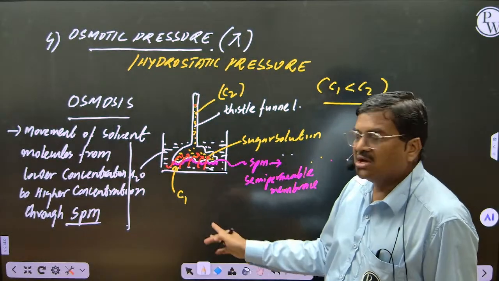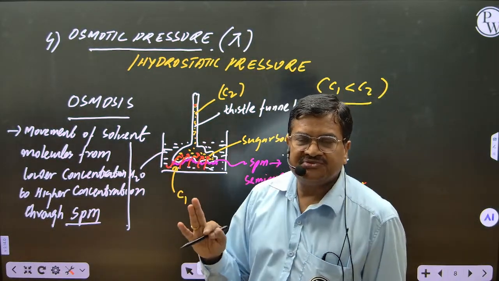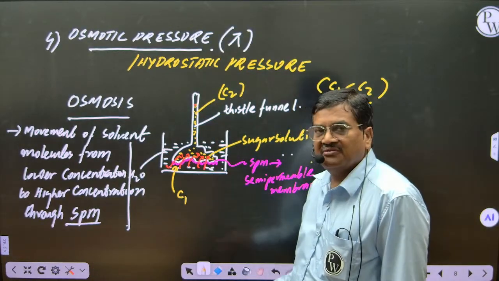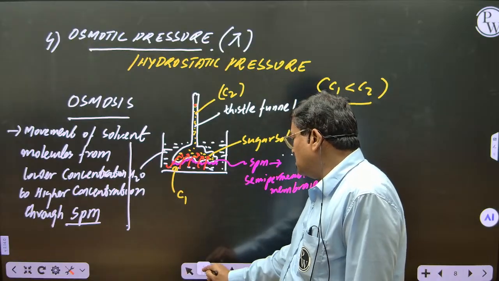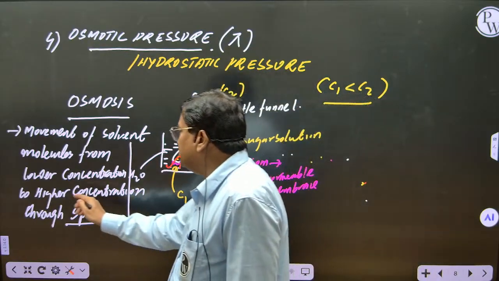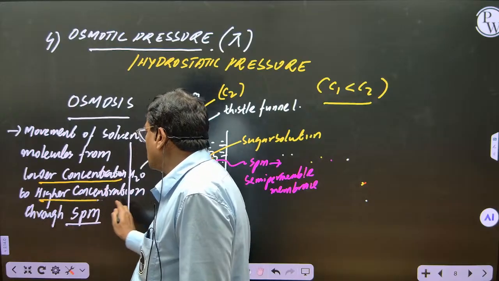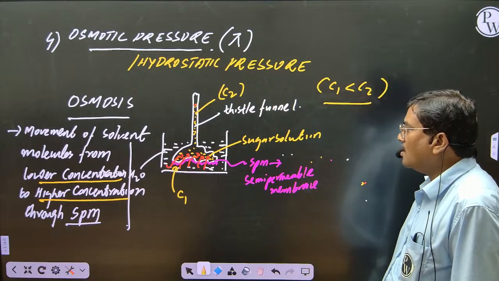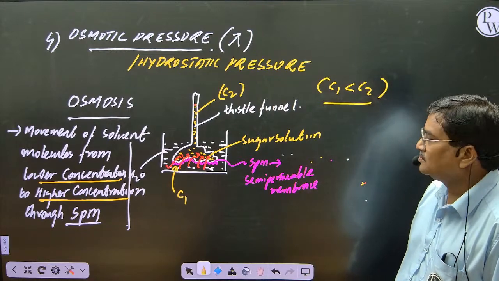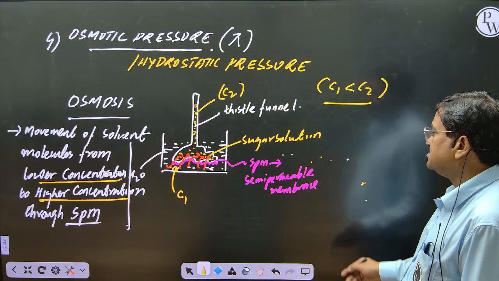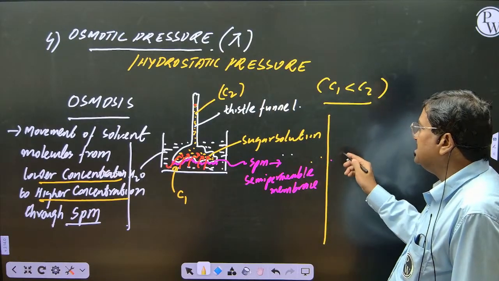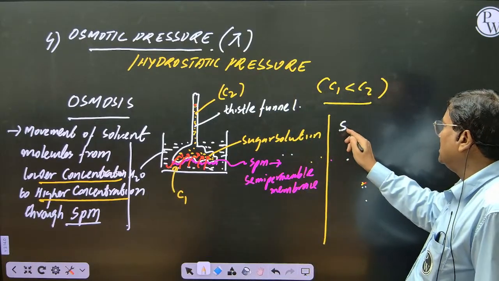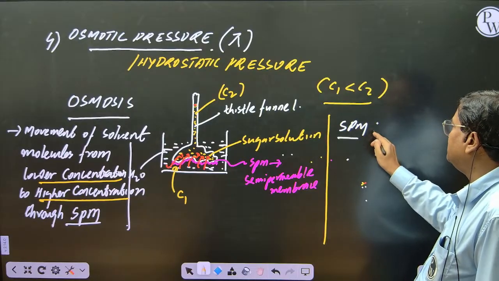So understood, the simple concept of osmosis is nothing but the movement of solvent molecules. In exams they also ask conceptually: solvent molecules are moving from where to where? Lower concentration to higher concentration through a semi-permeable membrane, and that process is called osmosis. Clear, students? Now let us see what SPM is. What is SPM? Semi-permeable membrane. Here SPM full form is semi-permeable membrane.